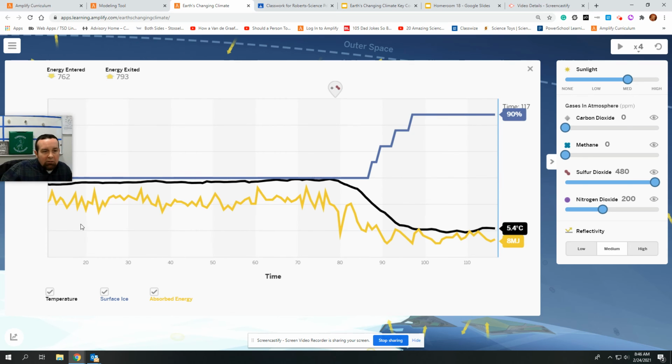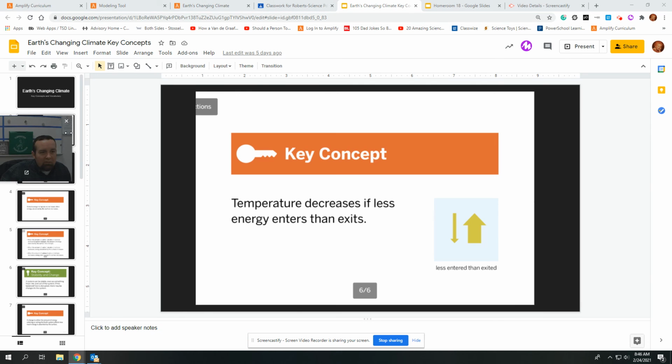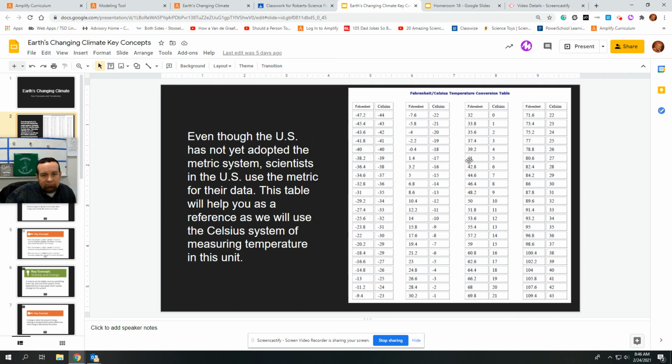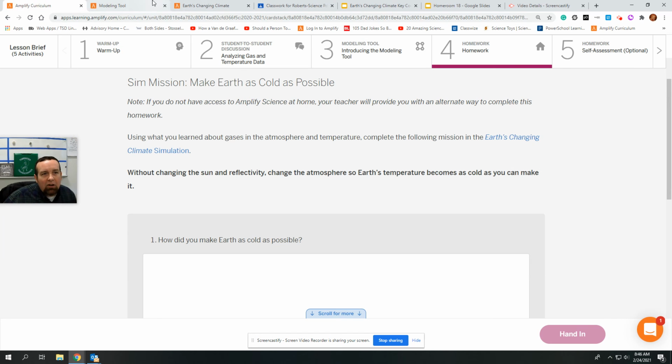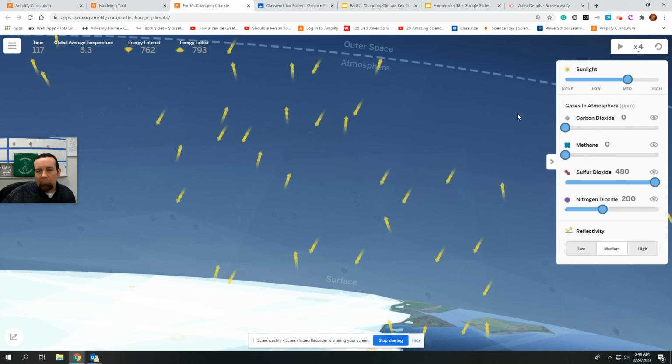Okay. So we had kind of steady energy, steady temperature, steady ice. When I made those changes, we went up to 90% surface ice and down to 5 degrees centigrade. And 5 degrees centigrade, or Celsius, is minus 15 degrees. That's our new global temperature. Nice job, friends. You've totally destroyed the Earth by making it way too cold for us to live.